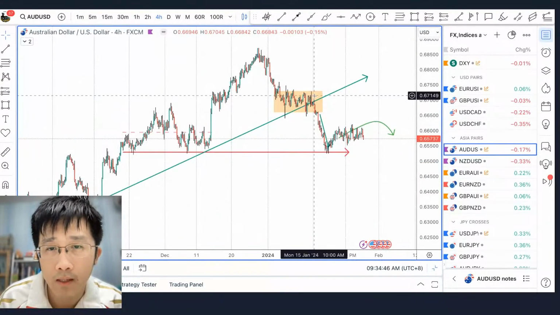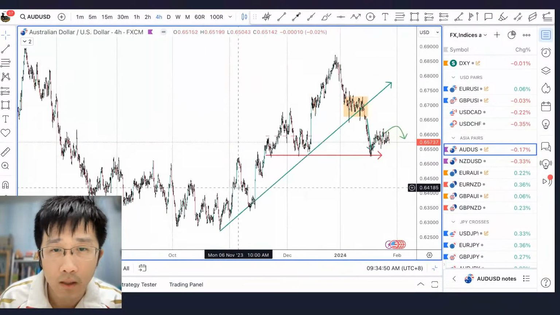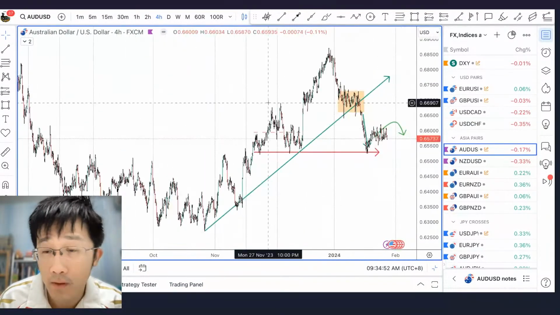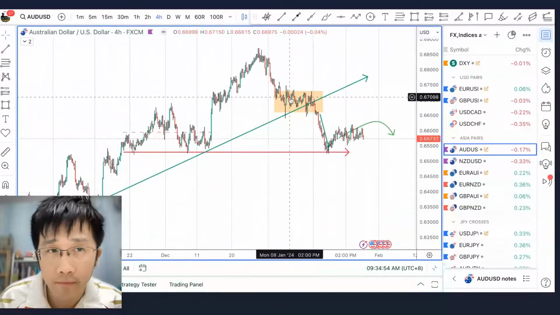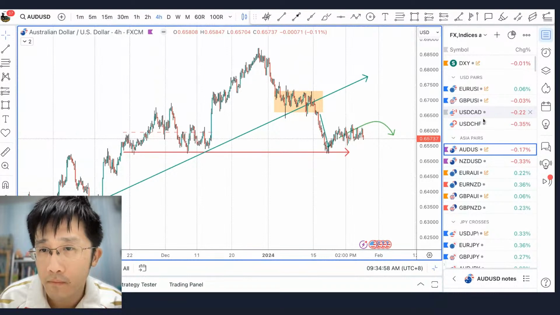So it has already had one leg down, two legs down. Here's another consolidation. Maybe it would go down another leg. Okay, so that is that for most of the majors.